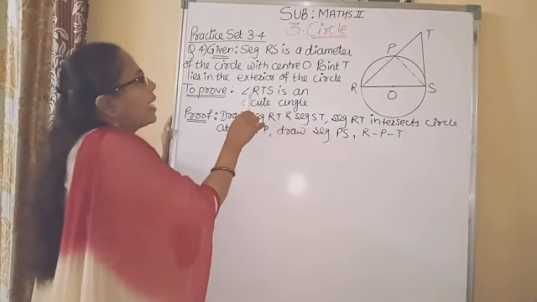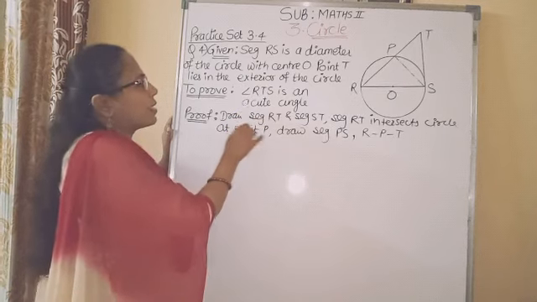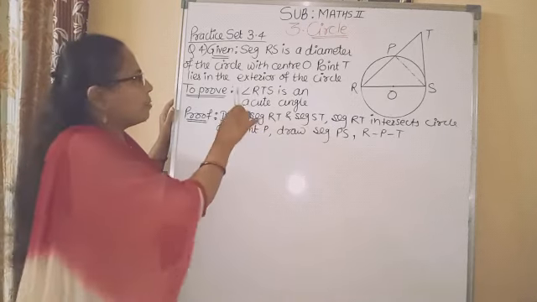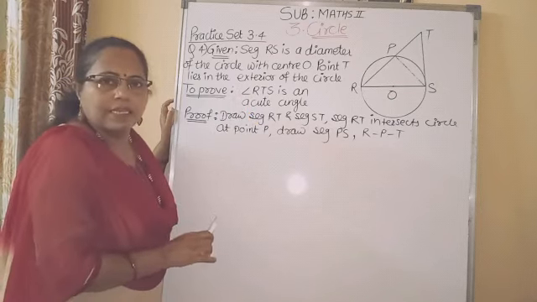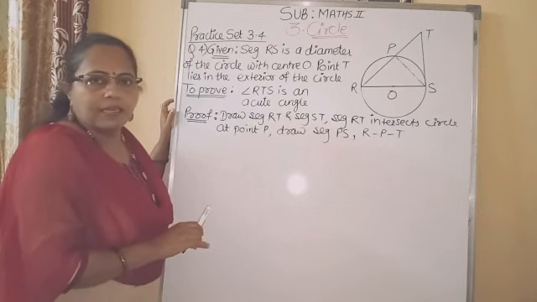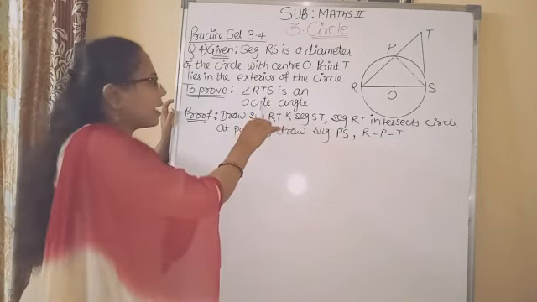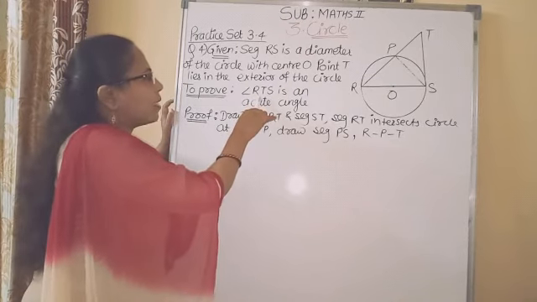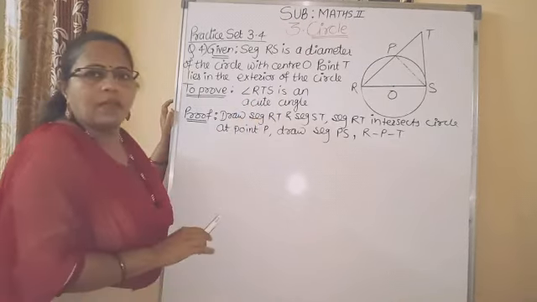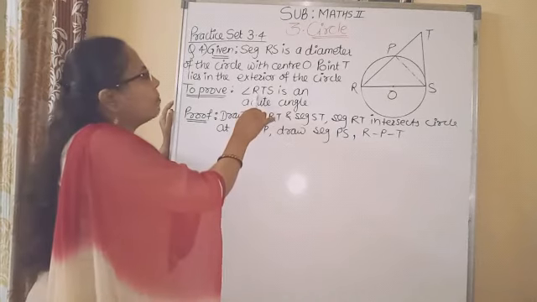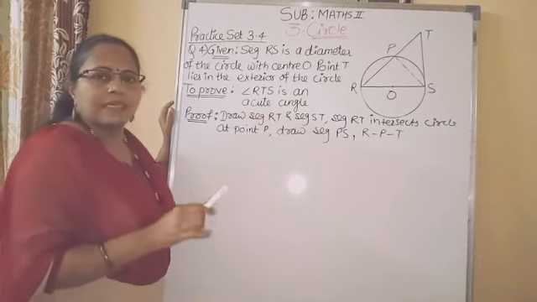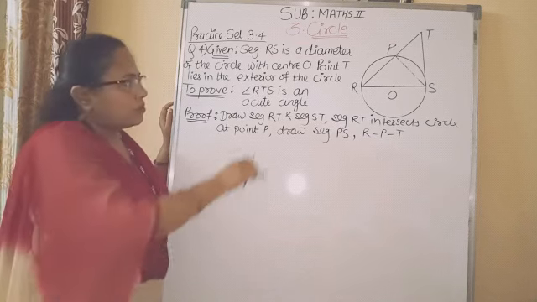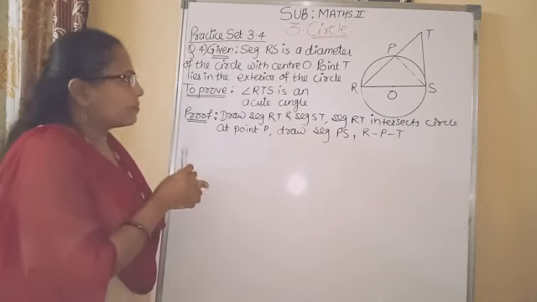Now we have to prove angle RTS is an acute angle. So what is the definition of an acute angle? If the measure of an angle is less than 90 degree, then it is called an acute angle. In short, if we want to prove angle RTS is acute, we have to prove the measure of angle RTS is less than 90 degree. So let us see how to prove this.